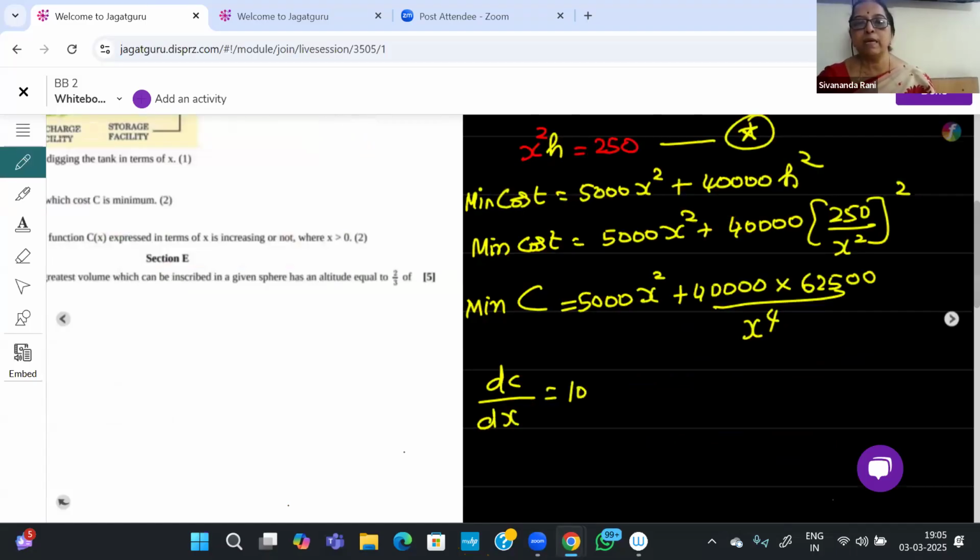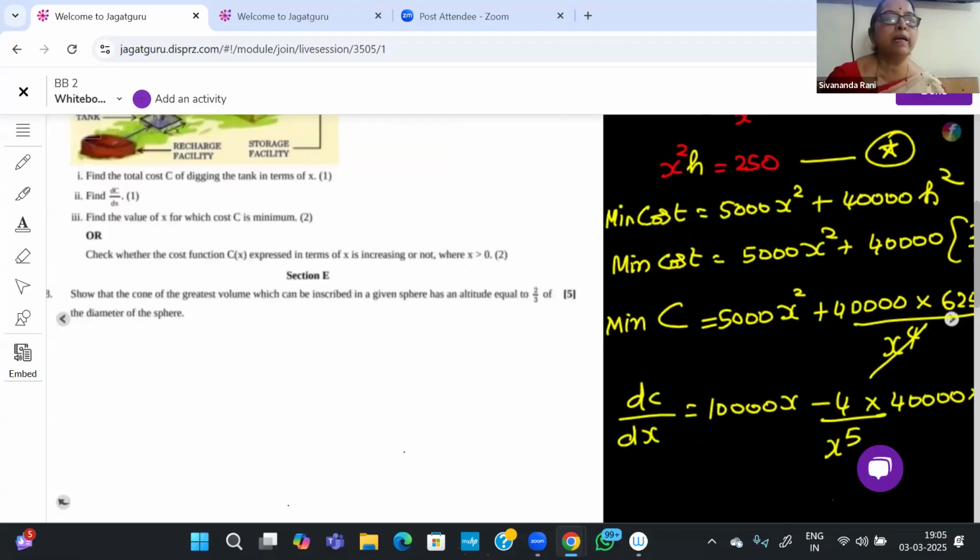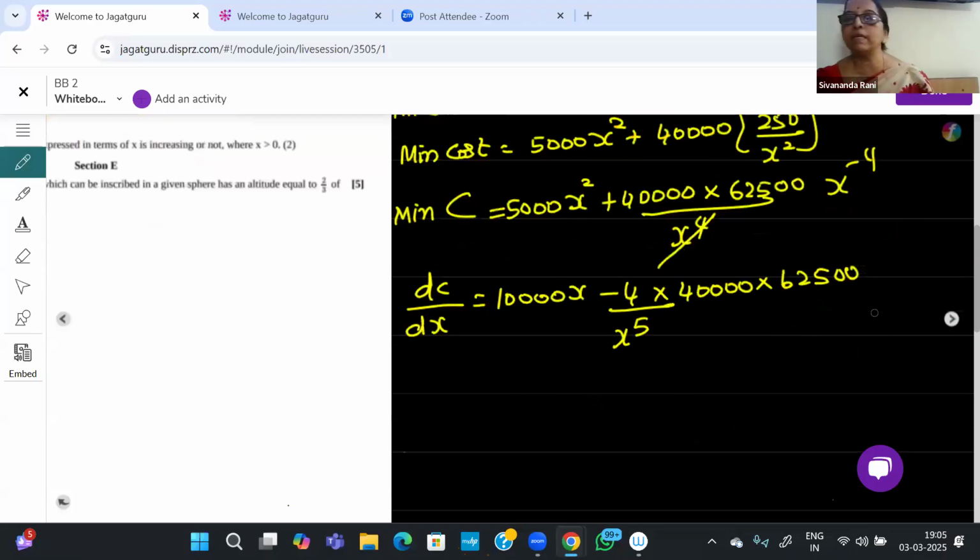It will be 10,000 x. And then how do I differentiate this? X power 4 in the denominator. No, x power minus 4. So how do I differentiate that? Minus 4 by x power 5, is it right? Into 40,000 into 625.00. So find dc by dx. I have to minimize it. So for minimum, this should be 0.